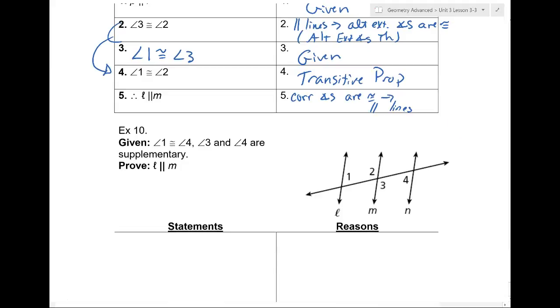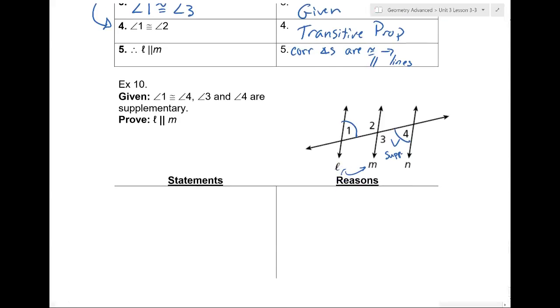When I say a little bit more fun, look at all those lines. Isn't that such a great time? I have angle 1 is going to be congruent to angle 4, so guess what I'm going to mark in my diagram, guys? And then we also know that angle 3 and angle 4 are supplementary. And I want to prove that line L is parallel to line M. I want to show that these two are parallel to each other. All right, looking at it, it kind of looks it already, doesn't it?